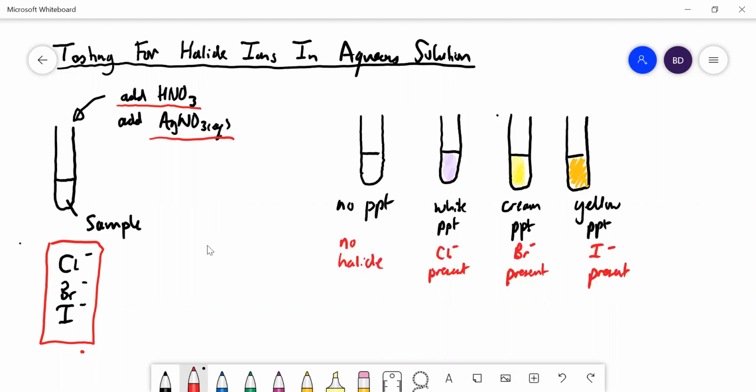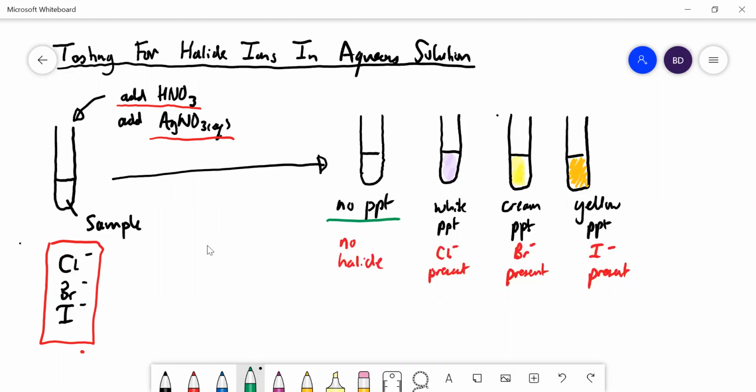Then what happens is, if you get no precipitate at all, it means that there's no halide ions present there. Actually, not quite true, because if there's fluoride ions, you'll also get no precipitate. You can't test for fluoride ions using this method, and we'll talk about why.